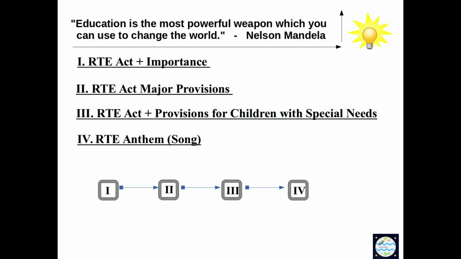We have divided the presentation into 4 parts. In the first part, we will understand the importance of the RTE Act. In the second part, we will learn about the major provisions of the RTE Act. In the third part, we will specifically learn about the provisions for children with special needs. And in the fourth part, we will conclude with the RTE Anthem.